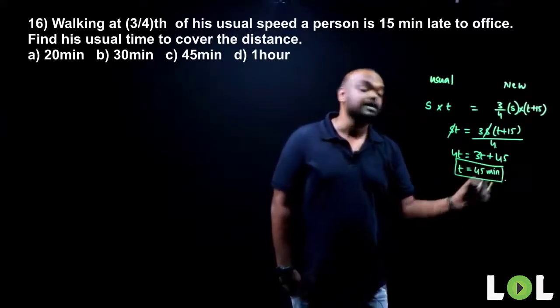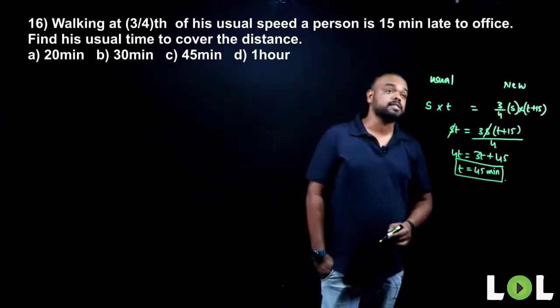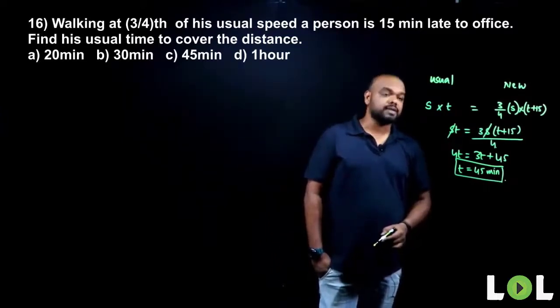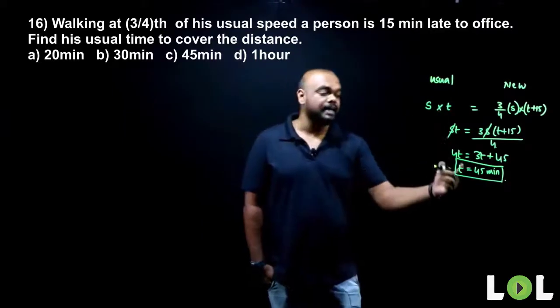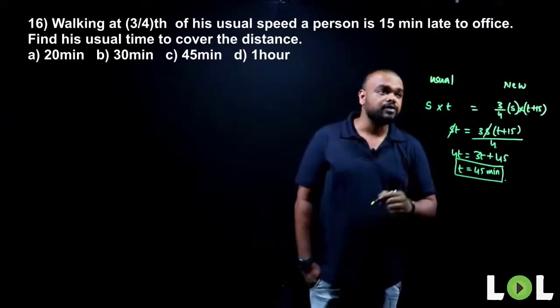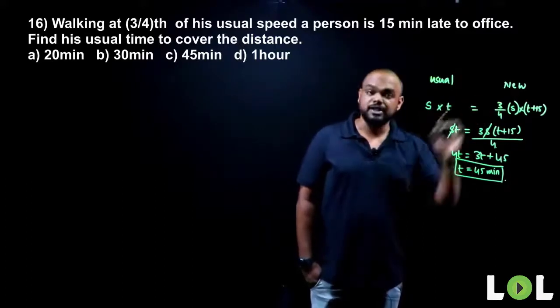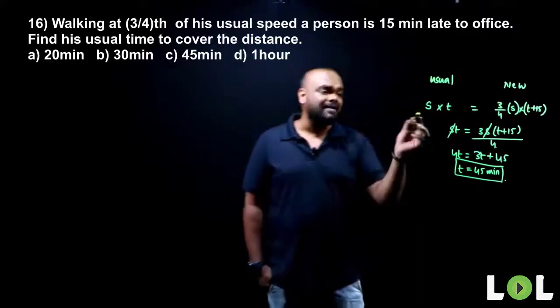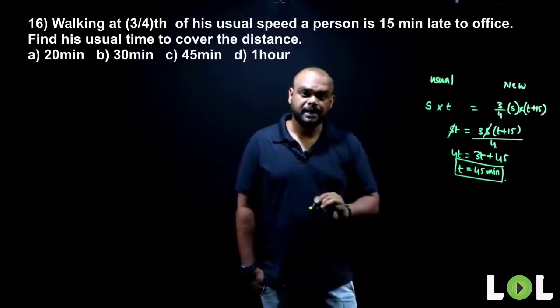He is asking what is the usual time taken by him, what is the usual time to cover the distance. That is t only. t is 45 minutes. I am repeating this question one more time. Listen. There are two different cases here, one is usual, another one is new. Usually, let us assume we travel at speed s and take some time t.